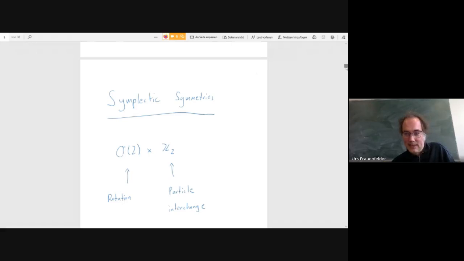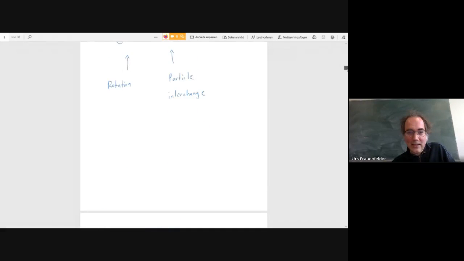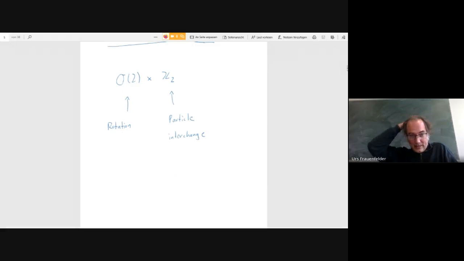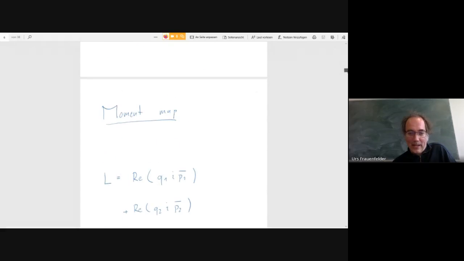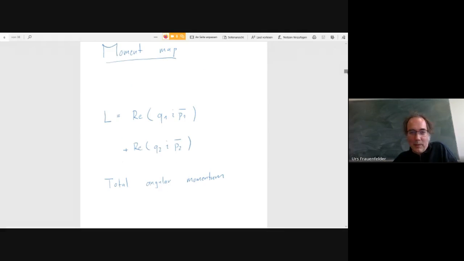They are all symplectic symmetries, so we even have a moment map. If you look at the continuous symmetry, the SO2, if you just rotate, then what is the moment map? The moment map is the total angular momentum. The total angular momentum is a preserved quantity for this problem, but we only have the total angular momentum. The individual angular momentum of each electron is not preserved, just the sum is preserved.